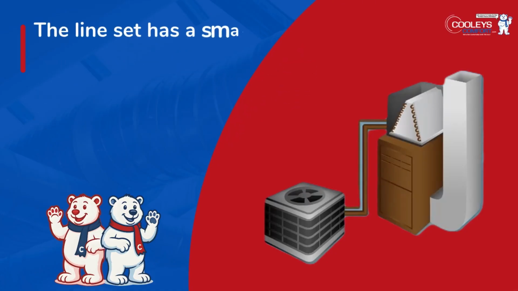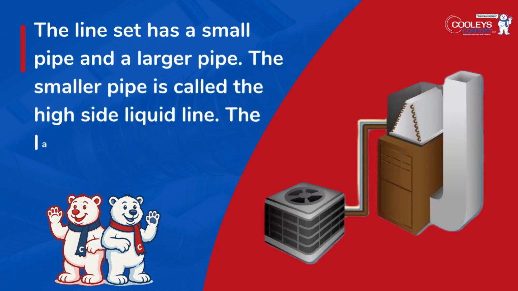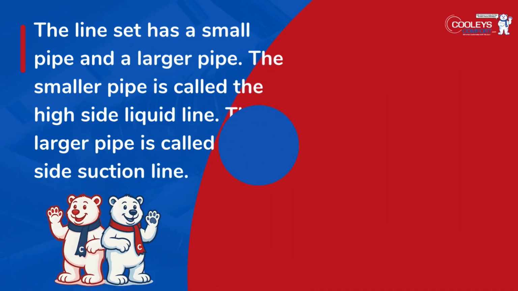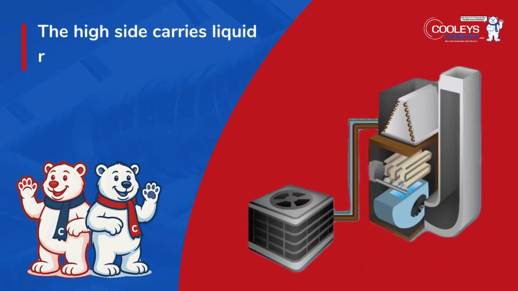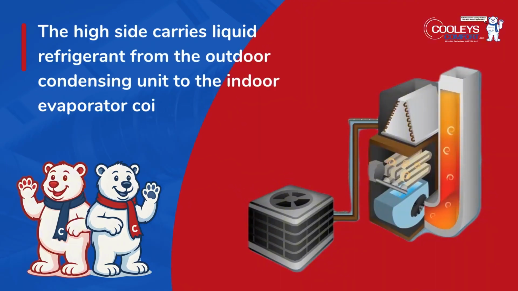The line set has a small pipe and a larger pipe. The smaller pipe is called the high side liquid line. The larger pipe is called the low side suction line. The high side carries liquid refrigerant from the outdoor condensing unit to the indoor evaporator coil.